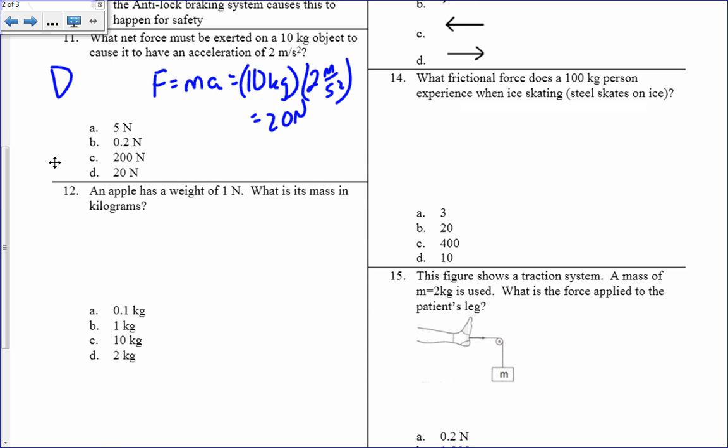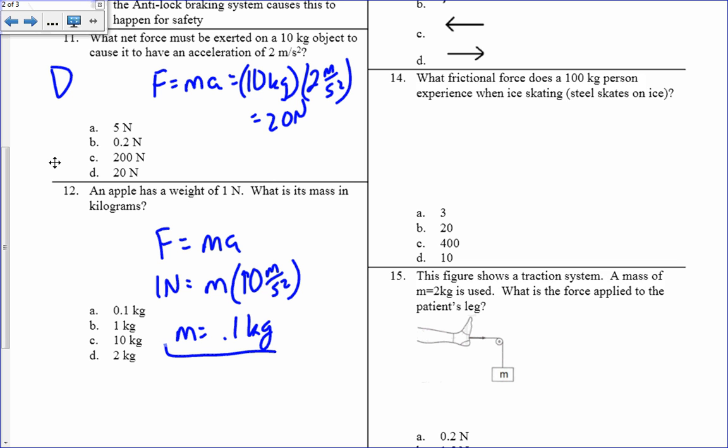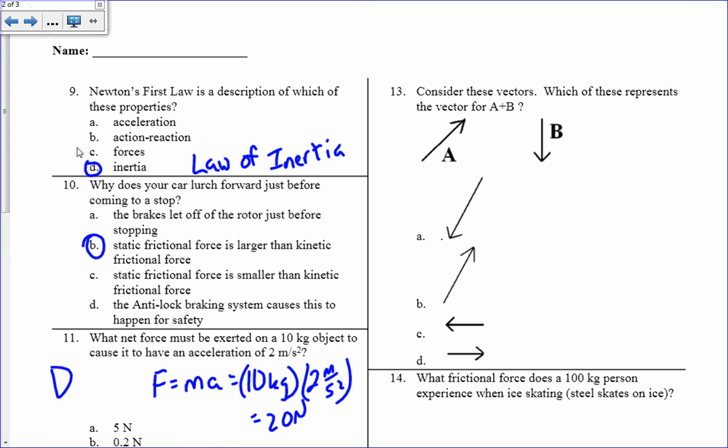An apple has a weight of 1 newton. What is its mass in kilograms? F is equal to m times a. 1 newton is equal to the mass times 10 meters per second squared. That's the acceleration due to gravity. So m is 0.1 kilograms. So that is A for number 12. Number 13, you're supposed to add up these vectors. I write vector A like this, vector B like this, and then the sum of those two vectors looks like this. This is A plus B. That will be D for number 13.